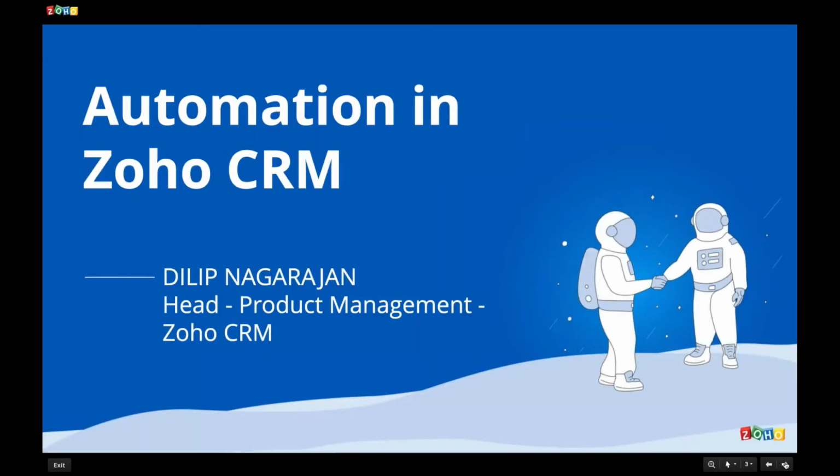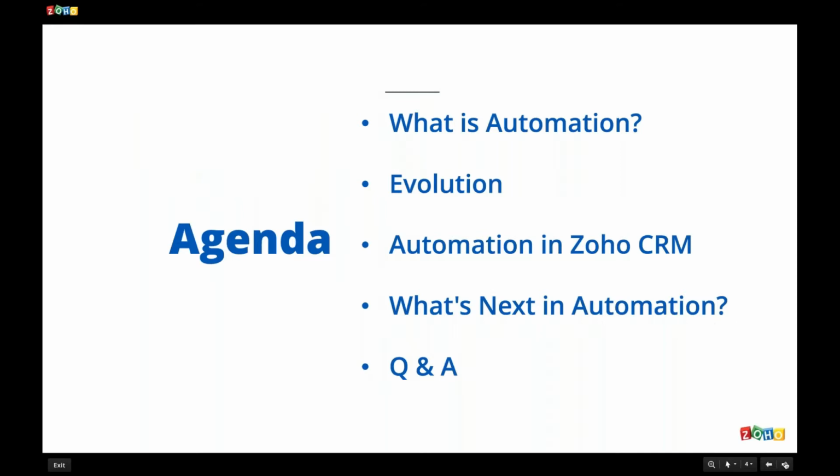Now, getting back to the topic today: automation in Zoho CRM. This is going to be a really interesting topic, and before we jump into the actual webinar, we're going to look at the agenda and the housekeeping notes. The housekeeping notes today are pretty simple and straightforward. Dilip will kick off, and he's going to talk about what automation is and how it has evolved over a period of time. And then over the evolution, we're going to tie in how Zoho CRM came in, and how it blended into the automation in sales and marketing processes.